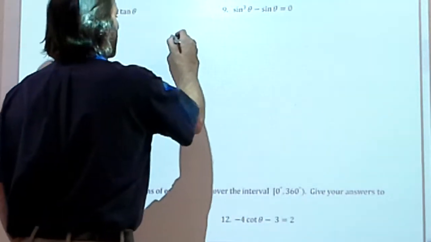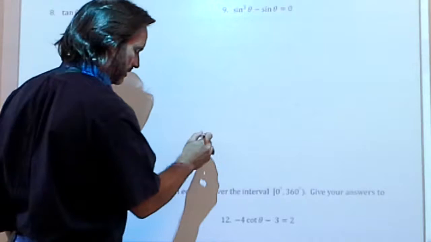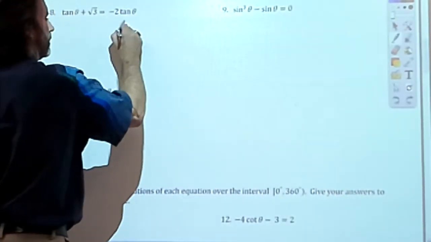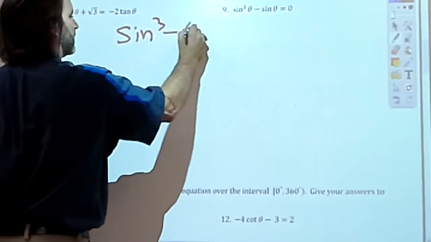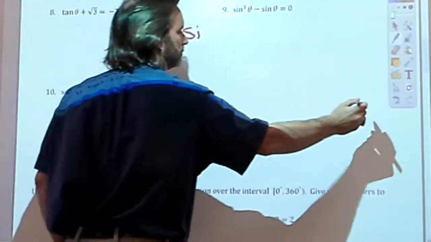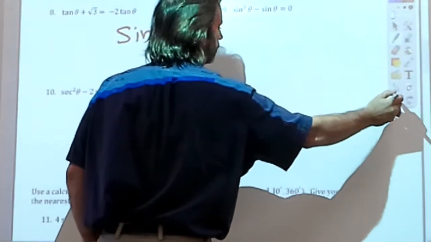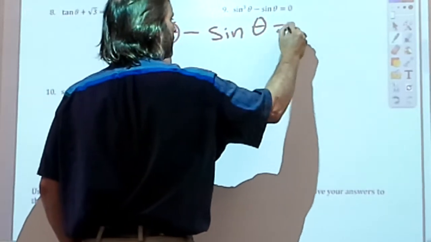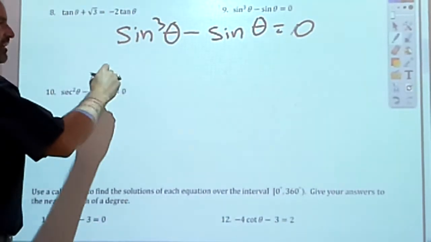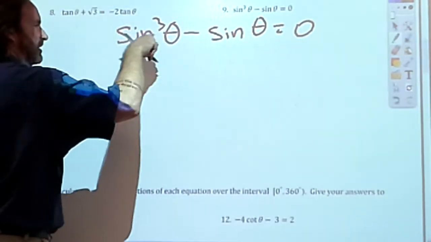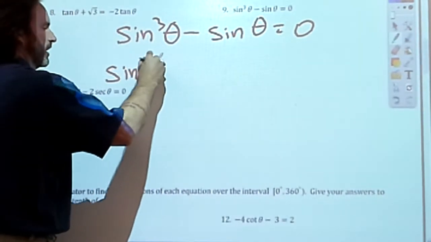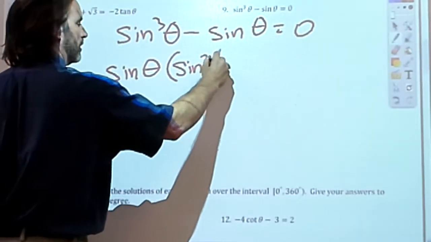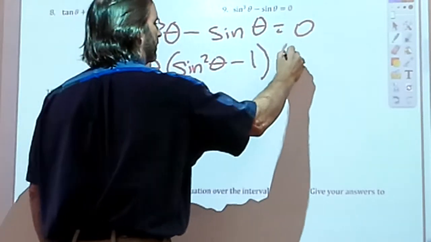All right? Here's an example I worked for one of my classes. Sine cubed theta minus sine theta equals 0. I need to factor this. I have common factors here, sine and sine. So I'm going to factor out a sine theta times what? Sine squared theta minus 1 equals 0.